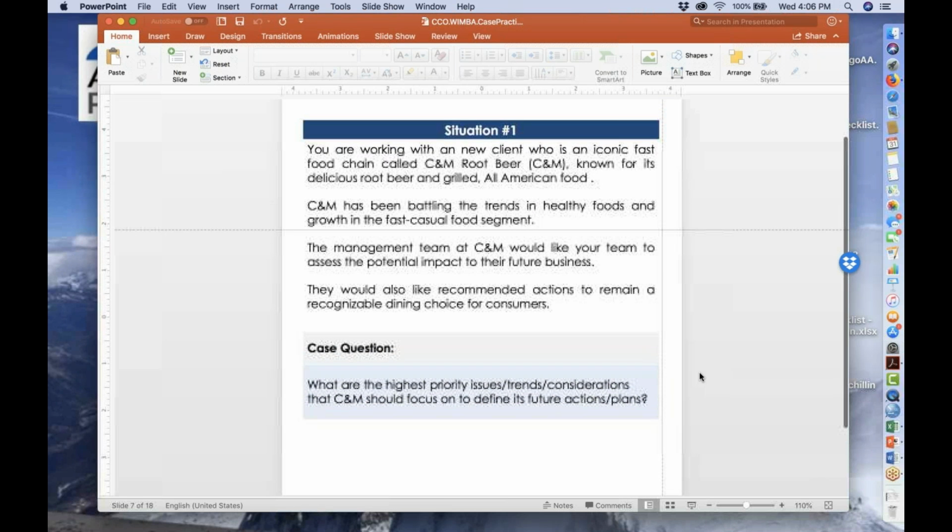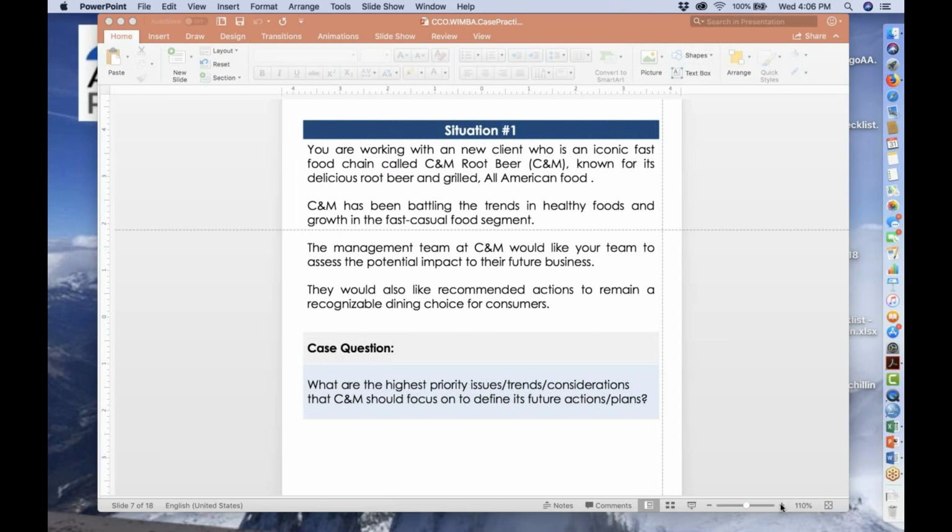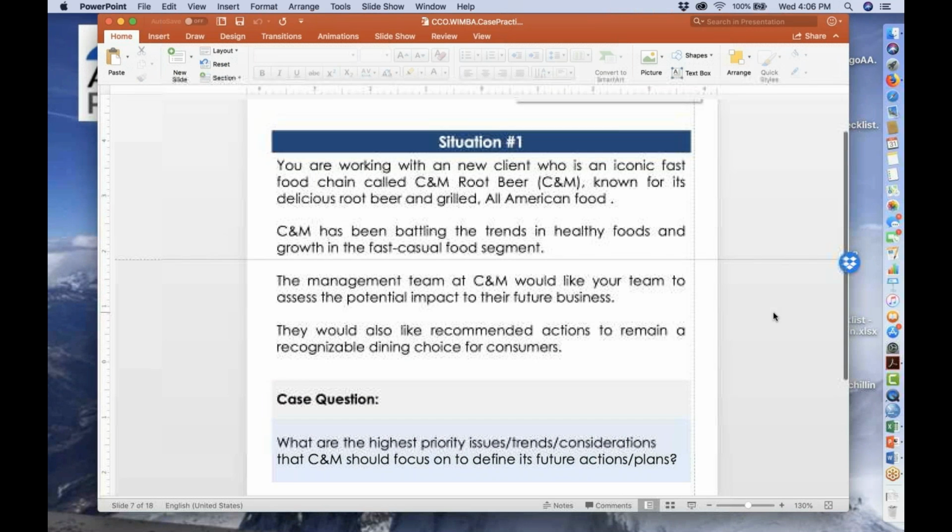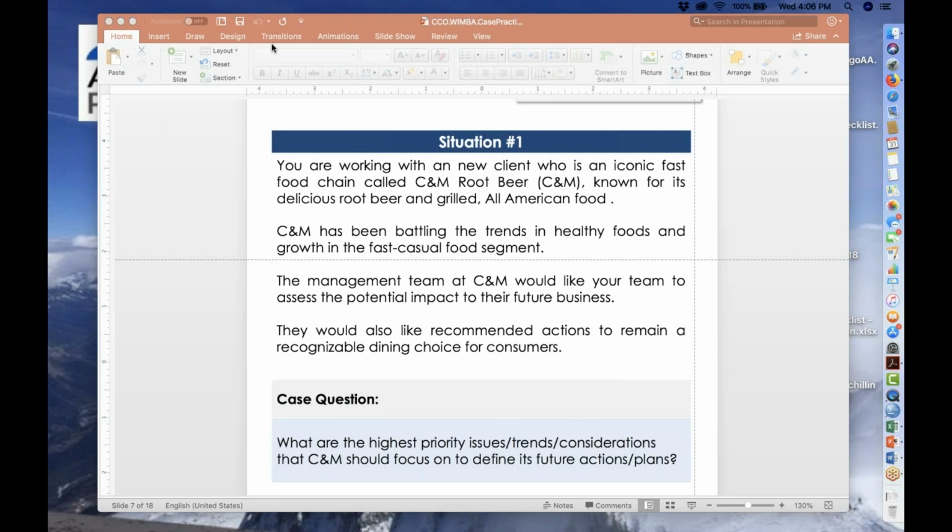And this is our first case situation. Let me see if I can blow this up a little bit just to make it as easy as possible. All right, so this is the scenario. We are working with a new client who is an iconic fast food chain. We will call them C&M Root Beer, C&M for short. And they are known for delicious root beer and grilled all-American food. You can imagine what that might be.